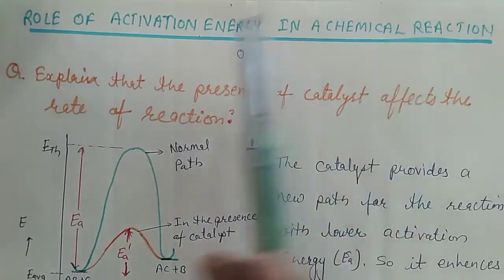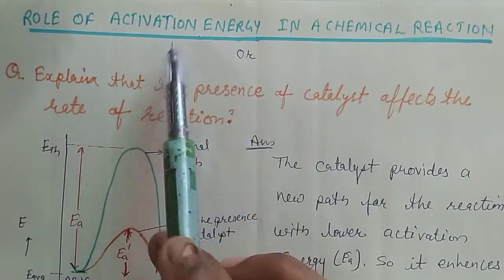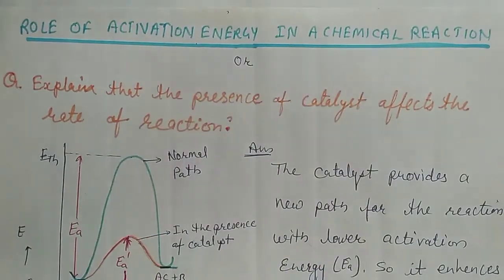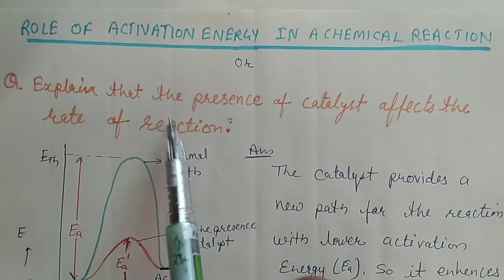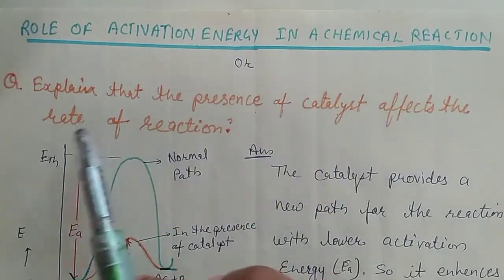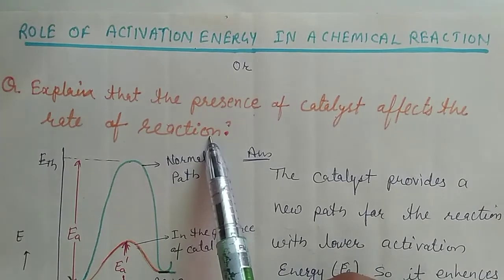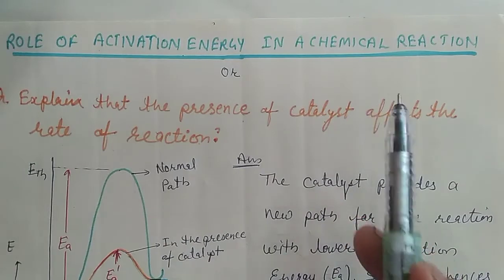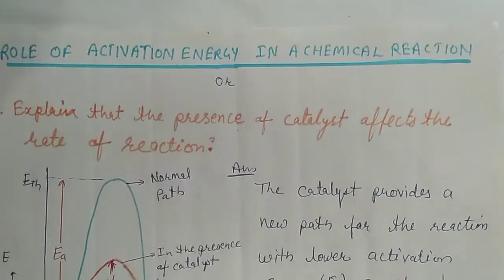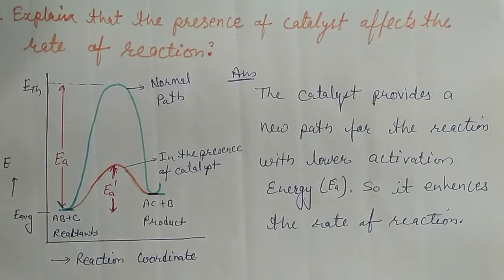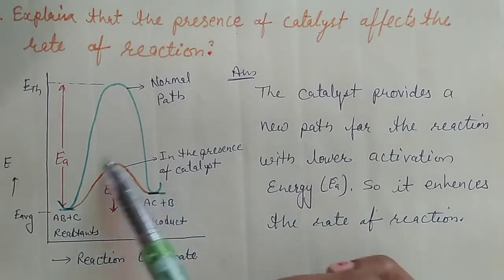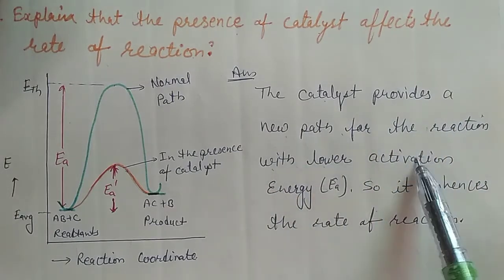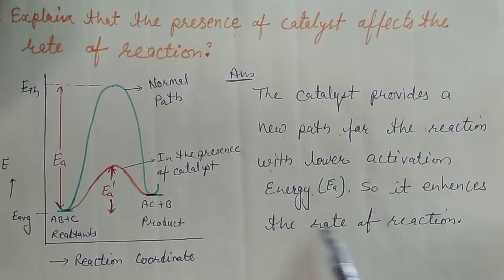What is the role of activation energy? What happens if activation energy is less or more? It can be explained by the example of a catalyst also. The presence of a catalyst affects the rate of reaction. As we know, in the presence of a catalyst, the rate of reaction is increased many times. Why? This is due to the new path of the catalyst. The catalyst provides a new path for the reaction with lower activation energy, so it enhances the rate of reaction.